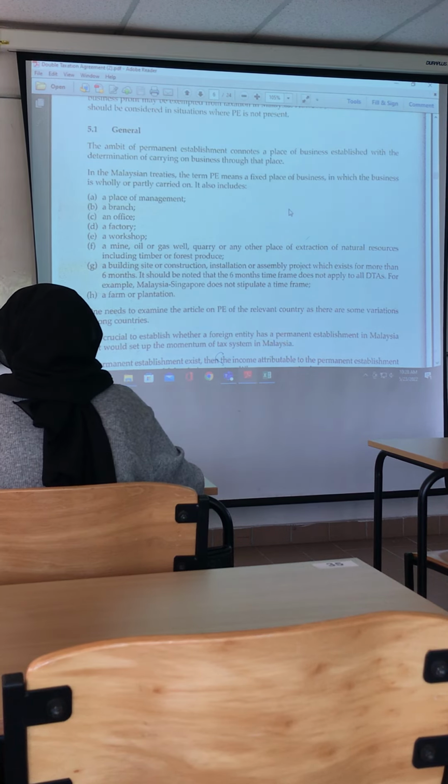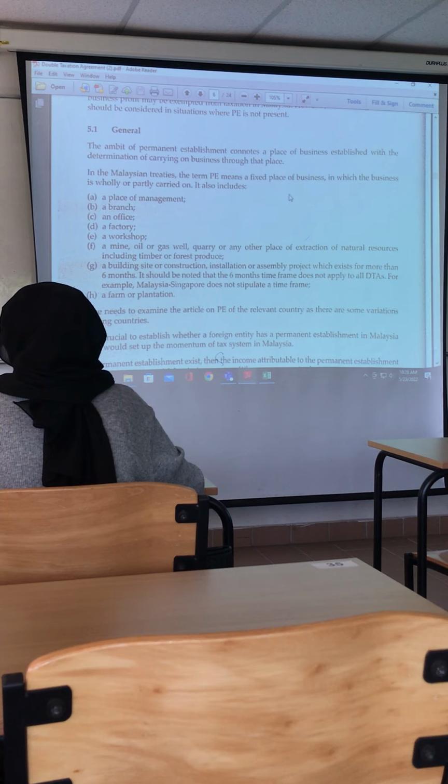So a mine, oil and gas well, for example Petronas, they have their quarry, not quarry, what do they have? Place of extraction. It may not be in Malaysia, right? But for example, if other countries, let's say Indonesia, are looking for oil and gas resources, and it happens that their place of extraction happens to be within Malaysian territory, then it could be that they have a PE in Malaysia.